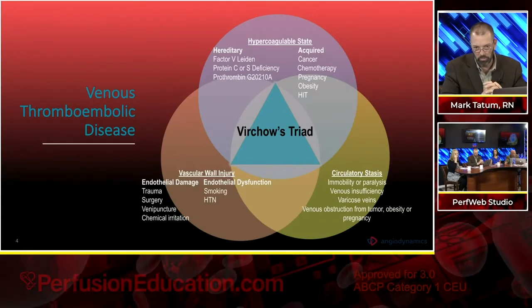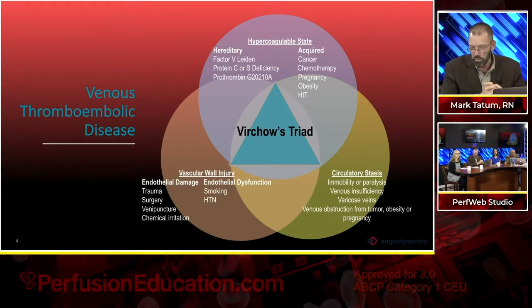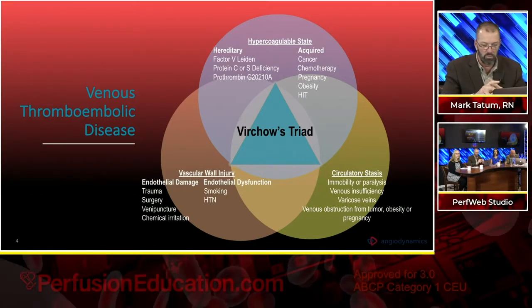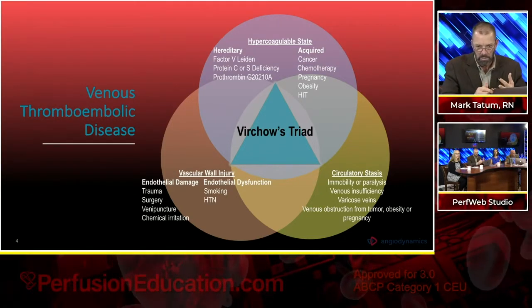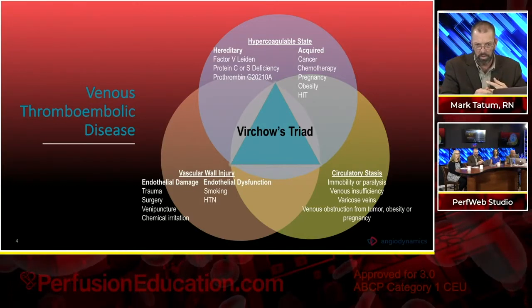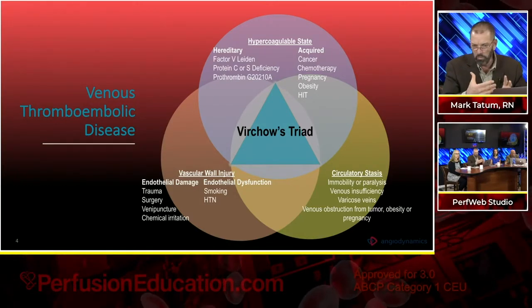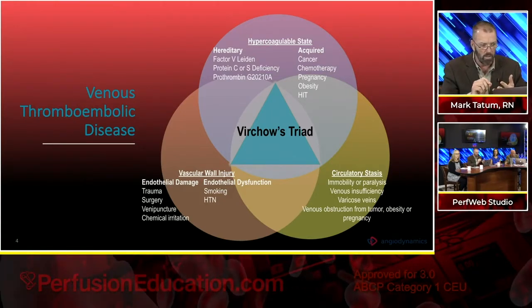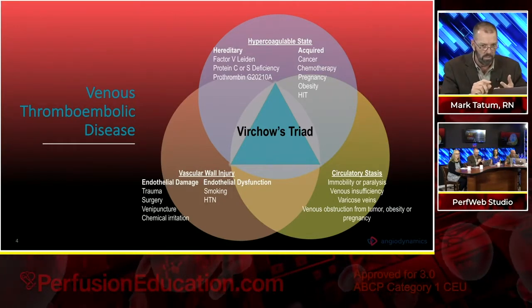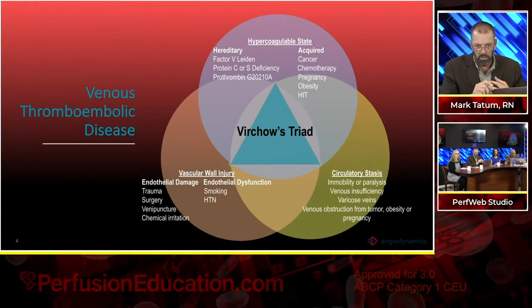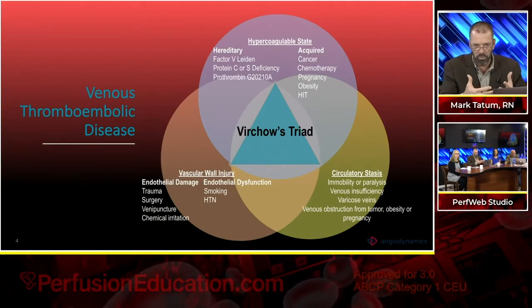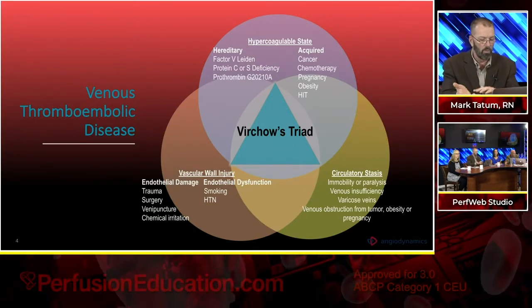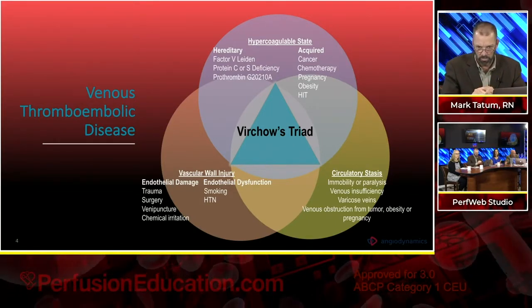There we go, Virchow's Triad. So 3 areas, I'm sure that you guys remember this from years of treating patients. You've got vascular wall injury or trauma, you've got circulatory stasis, and then a hypercoagulable state. The big ones that we think of for hypercoagulable state will be factor V Leiden, prothrombin 20210, protein C and protein S deficiencies. Those are the biggest that you're going to find for your hypercoagulable states from a hereditary standpoint. On the other side, of course, you have cancer, chemotherapy, and things like that.